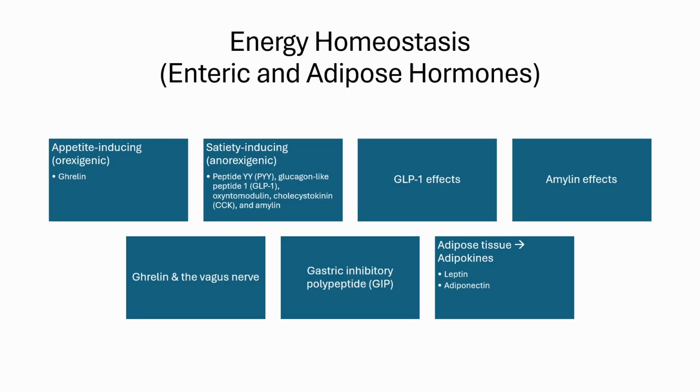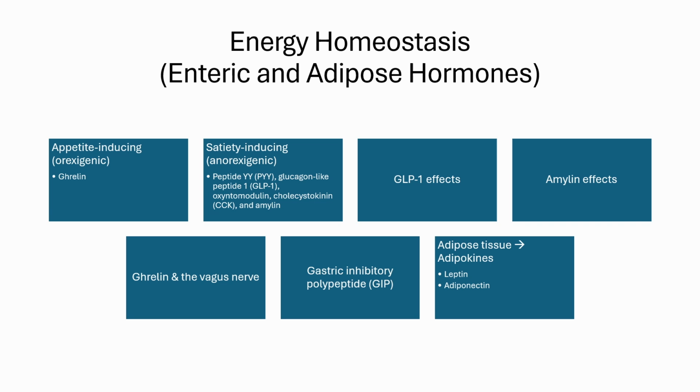There are multiple hormones that play a role in energy intake, satiety, and energy expenditure. In this slide, I will review some of the hormones and their function. When food enters the intestines, the release of various hormones occur that play a role on motility. Appetite-inducing hormones, also referred to as orexigenic hormones, include ghrelin. Satiety-inducing hormones, referred to as anorexigenic hormones, include peptide YY, glucagon-like peptide 1, oxyntomodulin, cholecystokinin, and amylin.